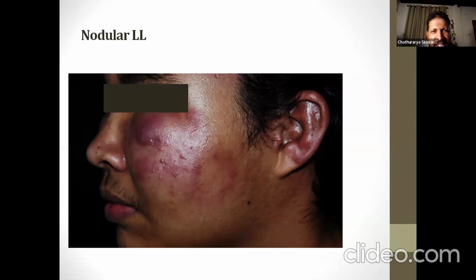You get these bumps, but unlike acne, they are long-lasting and persistent. And here there's a clue that the patient has had ear involvement. Actually, this patient had been mistaken for erysipelas because of the ear involvement.